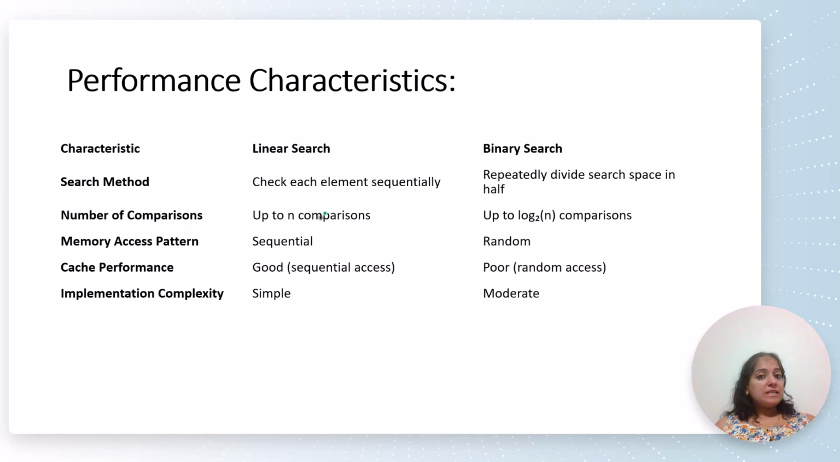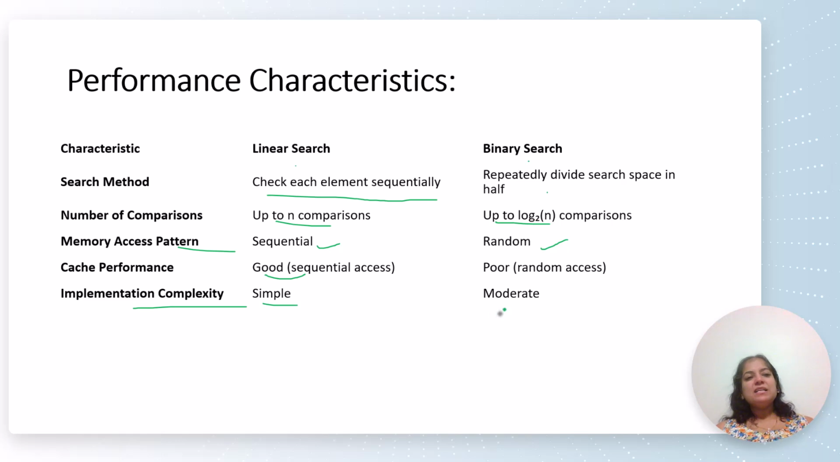If we talk about the performance characteristics, the search method: linear search checks each element sequentially, whereas binary search repeatedly divides the search space into halves. The number of comparisons: linear search takes up to n comparisons, whereas binary search takes log n base 2 comparisons. Memory access pattern: linear search is sequential, whereas binary search is random. Cache performance: linear search is good for sequential access, whereas binary search is poor for random access. Implementation complexity: linear search is simple, but binary search is moderate, not very complex, but not simple either.